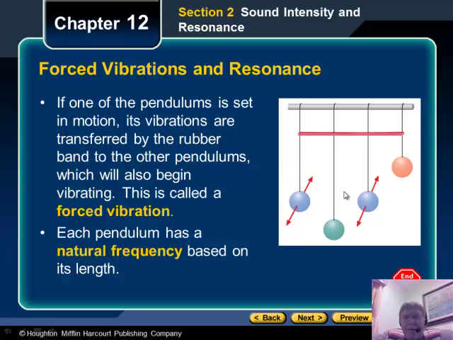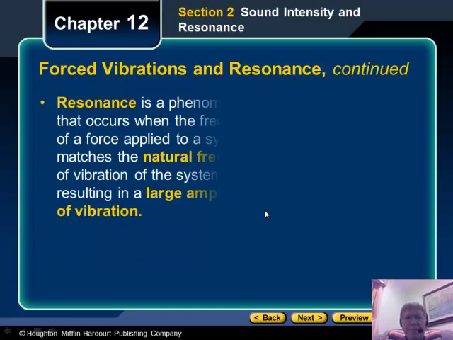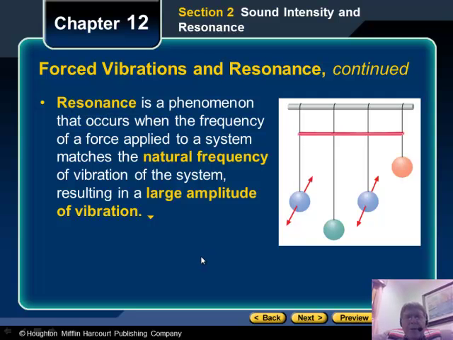That swinging of those pendulums is called a forced vibration, and each pendulum has a natural frequency which is based on the length of the pendulum. So resonance occurs when the frequency of a force applied to a system matches the natural frequency. You can see in this, if this was the originally vibrating pendulum, this one would begin vibrating in resonance because having the same length, it would have the same natural frequency as this one.